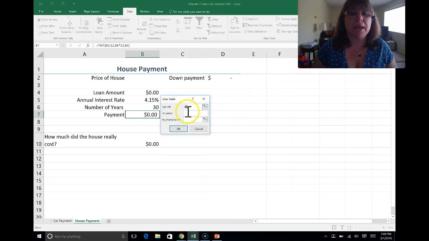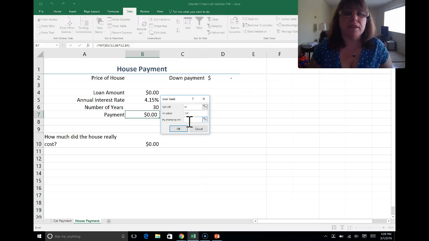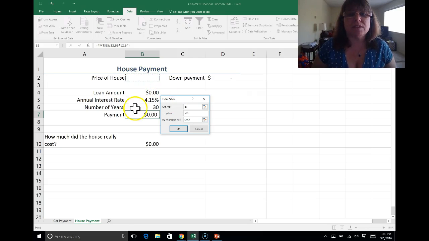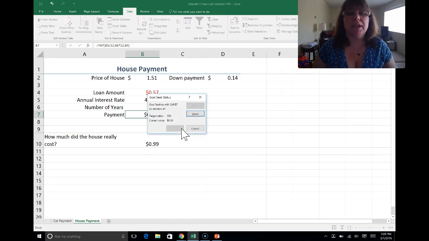I want to set my payment to, let's say I can afford, I have to consider there's taxes involved and interest involved, or insurance involved. So let's say I want a $550 house payment. That would be about $1,000 out of my pocket every month with insurance and taxes. And I want to change the price of the house, so B2. I'm going to say, okay, go find it for me.